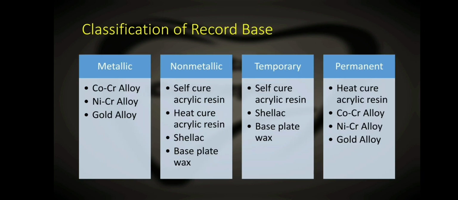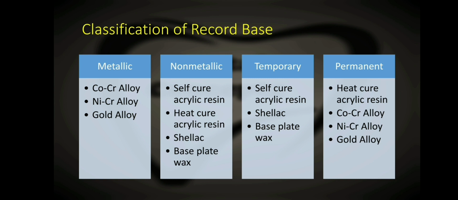Classification of record bases. Record bases can be classified on the basis of the material used for their fabrication as metallic and non-metallic record bases. So example of metallic materials are cobalt chromium alloys, nickel chromium alloys and gold alloys. The non-metallic record bases include self-cure acrylic resin bases, heat cure acrylic resin record base, shellac record bases and base plate wax. On the basis of their use, it can be classified as temporary and permanent record bases.